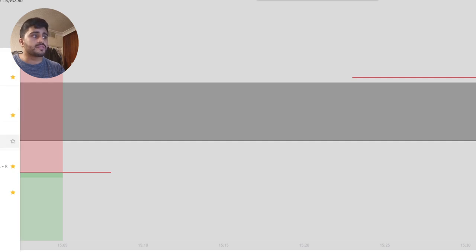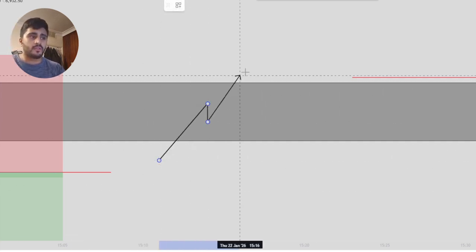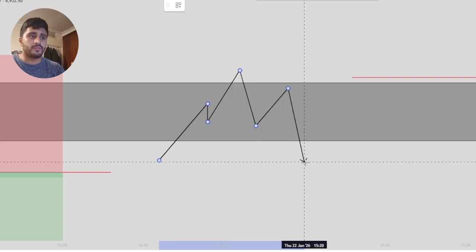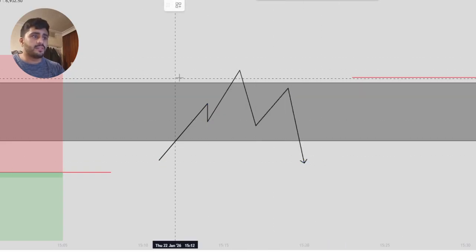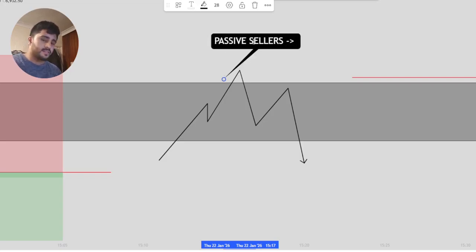So your retest, again, is going to look something like this. We're going to come into the zone and we're going to have some price action over here before we eventually break. Now, in this region, you're looking for what we call passive sellers. Passive sellers just means that there's sell limit orders over here. So let me just write that, limit orders.